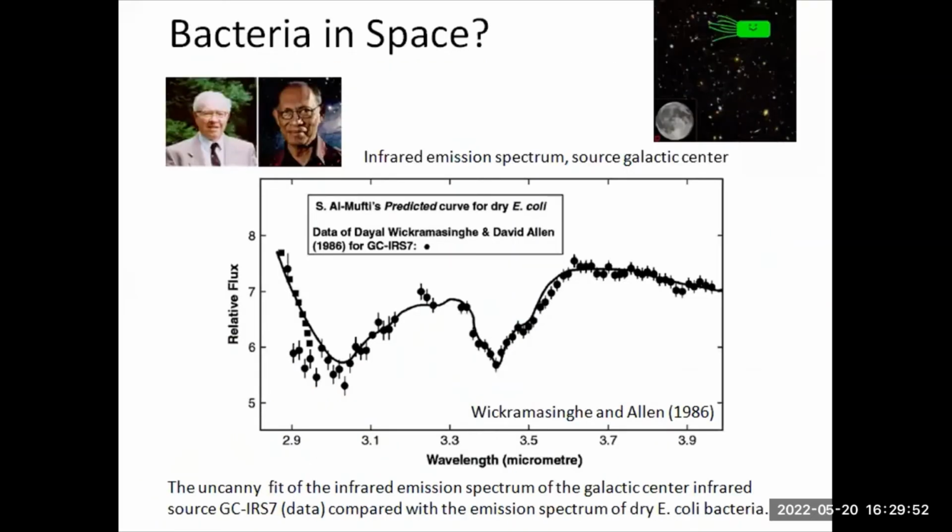So just to mention this bacteria in space idea, you see the points here. This is the infrared emission spectrum coming from the center of our galaxy. If you look at the center of our galaxy, you will find a spectrum more or less of this form. The data points are the astronomical points. If you take freeze-dried bacteria and excite them with ultraviolet light, you'll also get an emission spectrum, and that is the solid line. So there's a rather surprising fit of the astronomical data with the emission data of freeze-dried bacteria, particularly E. coli bacteria, which colonize our intestine.